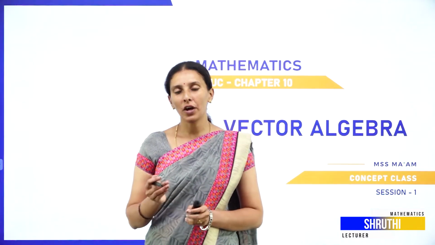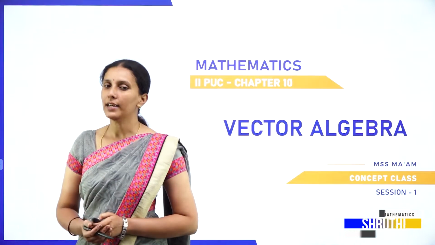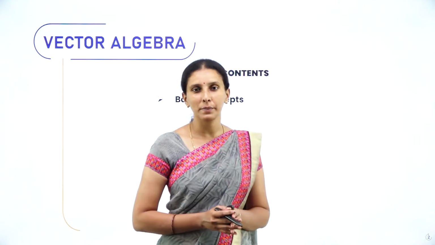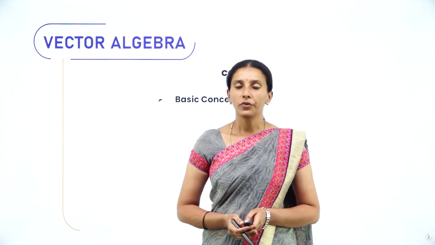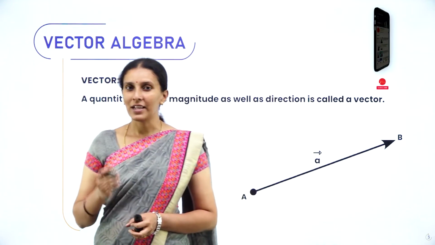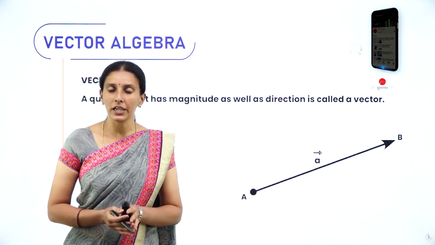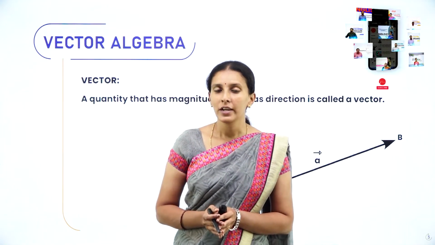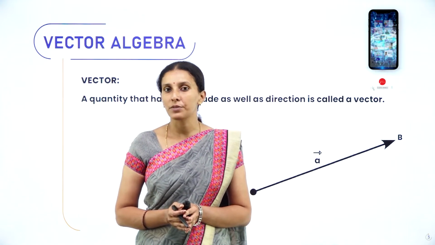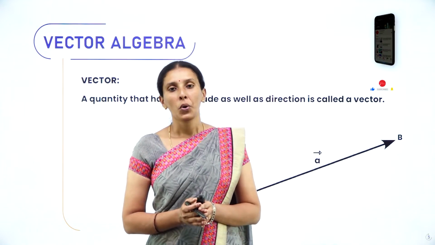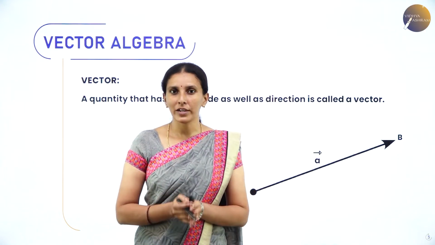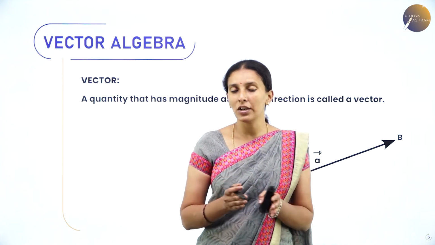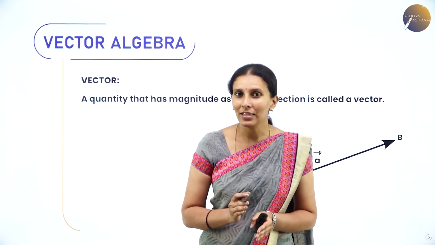In this session, we are moving on to the new chapter, Vector Algebra. In today's session, we are going to learn the basic concepts related to vectors. We know scalar quantity as well as vector quantity, which you have studied in physics. A scalar has only magnitude, and a vector is a quantity which has both magnitude and direction. In mathematics, a vector has a certain value, that is the magnitude, and usually we call that magnitude the length of the vector.